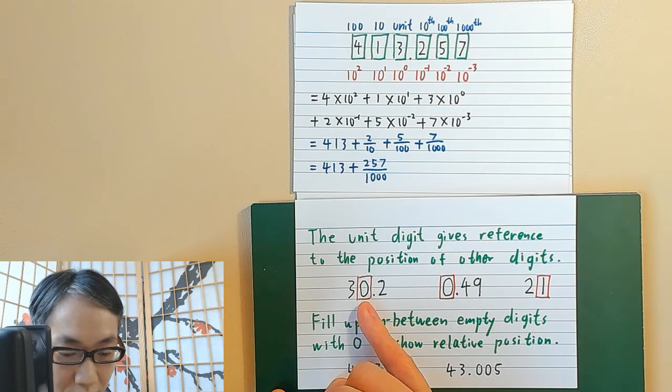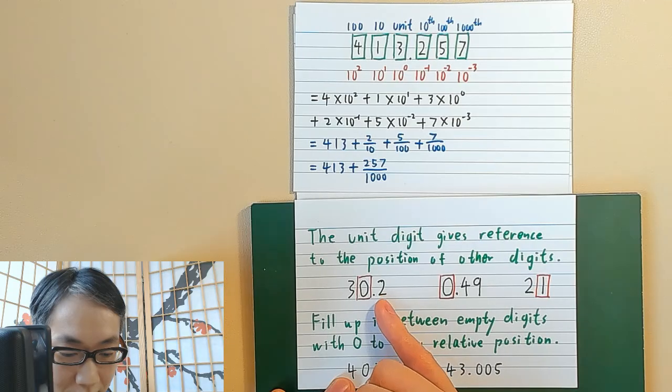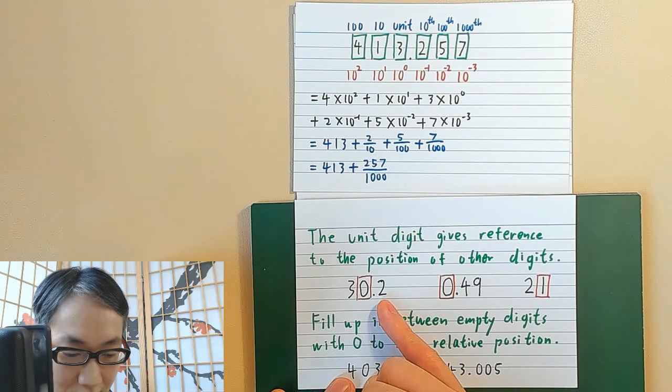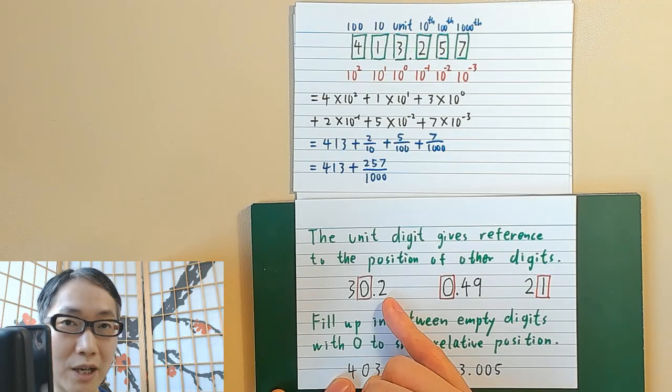So on the left of the unit digit the values are larger. This is 3 times 10. On the right, it is smaller. So this is 2 times 10 to the power of -1, or 2 times 1 over 10.